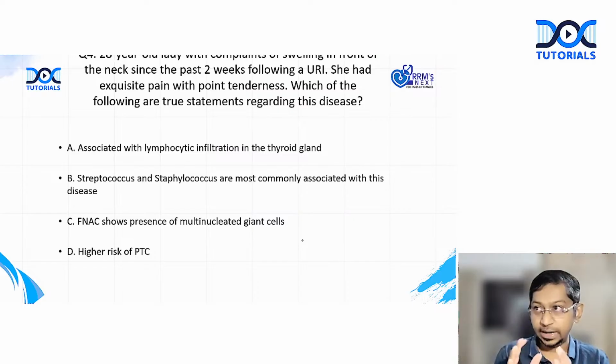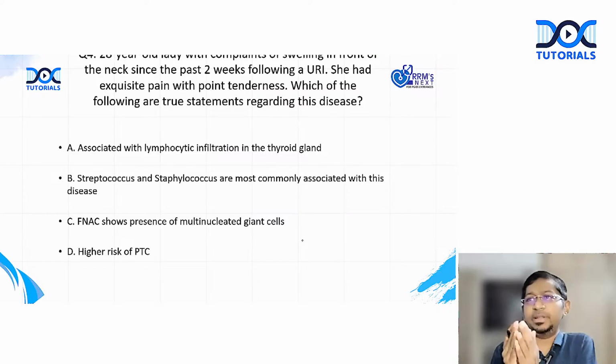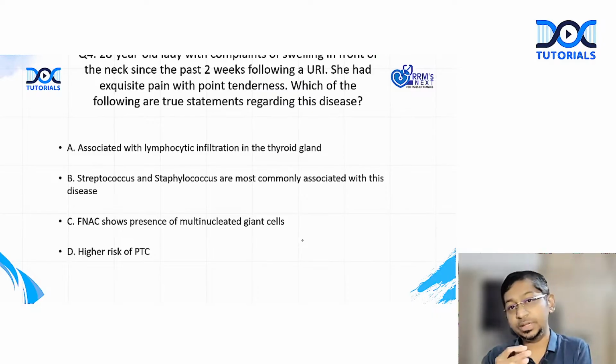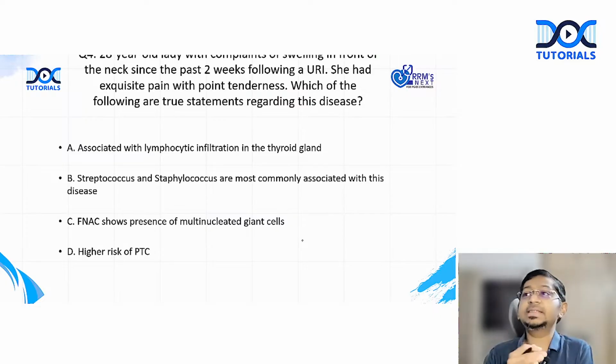This is again a clinical scenario, pretty much straightforward. A 28-year-old lady complains of swelling in front of the neck for the past 2 weeks. Now this is basically giving you a background. And this is acquired following URI. She had exquisite pain with point tenderness. Which of the following are true statements regarding this disease? Let's look at the options here.